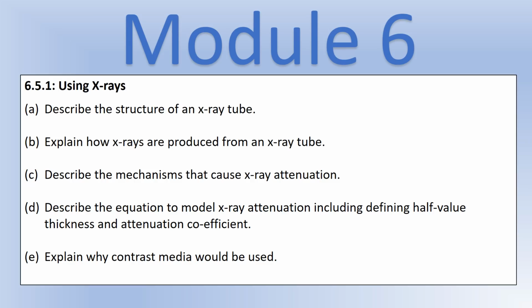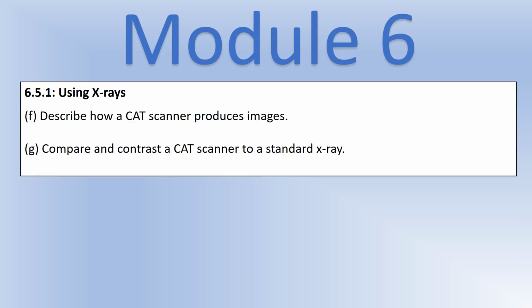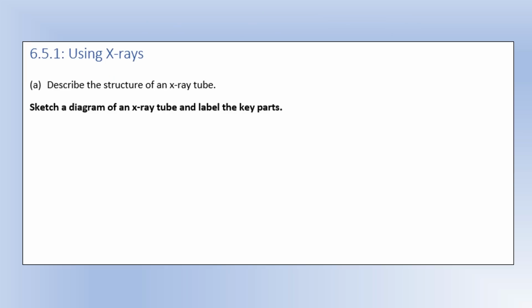Okay. So what we're now going to move on to is the medical physics part of the course. So looking at the different ways we can use physics to see inside the human body. The first one we'll look at is X-rays, and then we'll look at CAT scanners, which is essentially advanced X-rays. So again, pause the video and work your way through this section and see how much you can do to start off with.